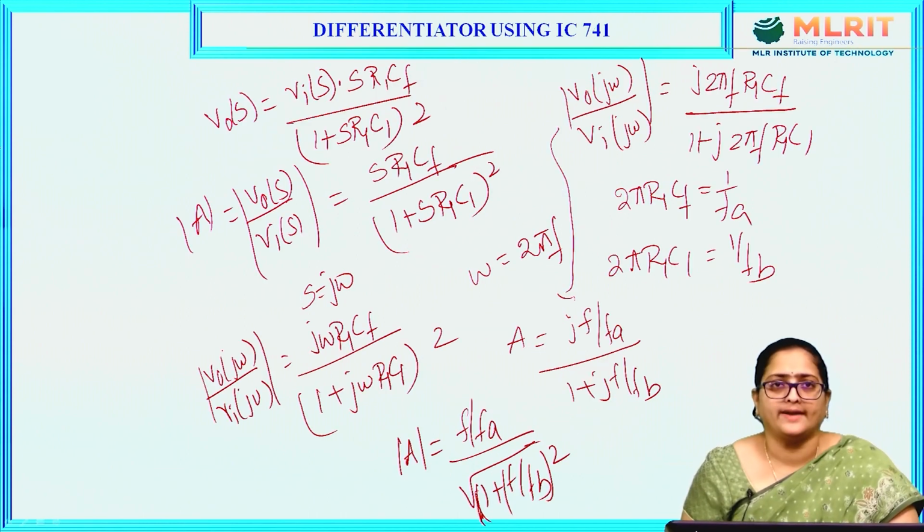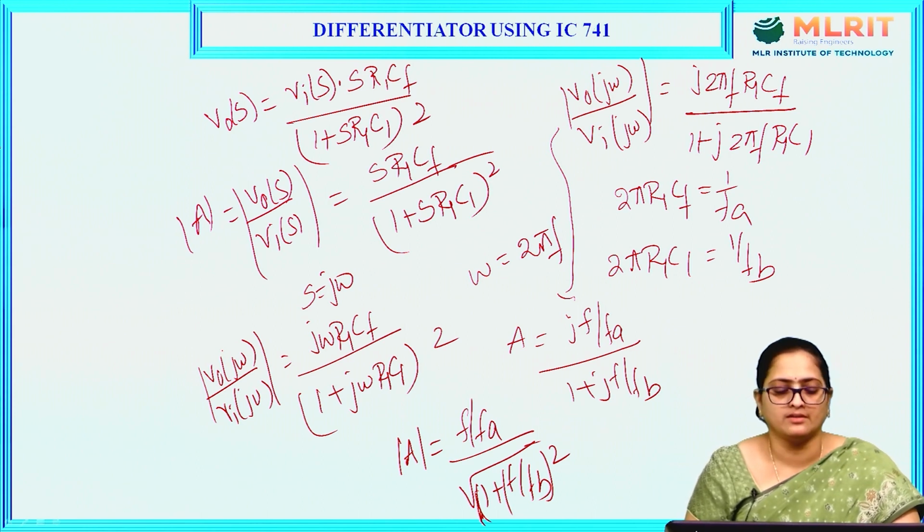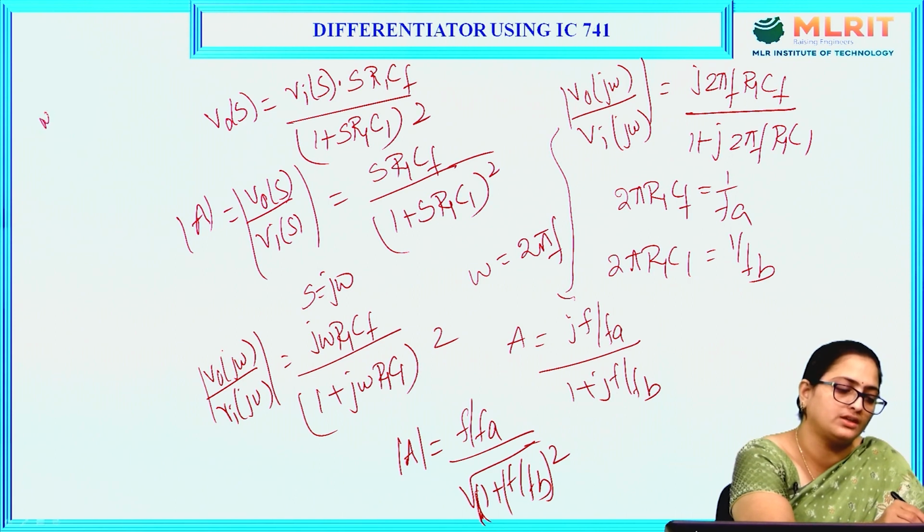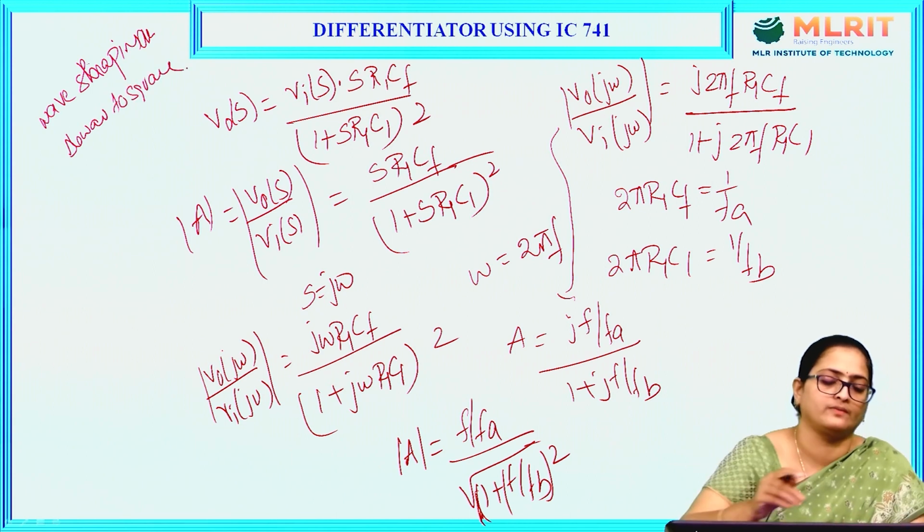So we got a magnitude of gain as f by fa divided by root over 1 plus f by fb whole square. Now coming to applications, this works as a wave shaping circuit, and it also converts a triangular wave to a square wave.